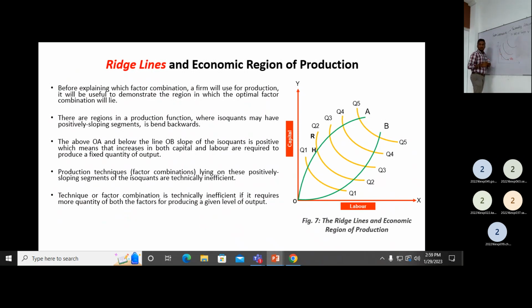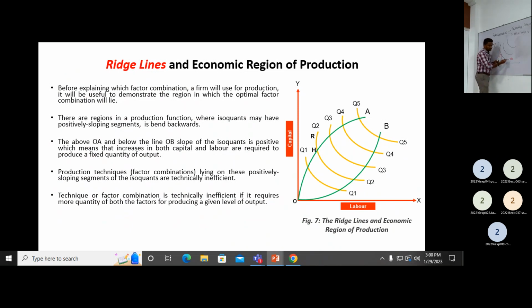But if you consider about this point, what do you think? Can you draw something like this? It's a little bit difficult, isn't it? Which means that if you are above on this particular point, you need to increase both of your capital, right? You need to increase your capital as well as you need to increase your labor to bring this output.